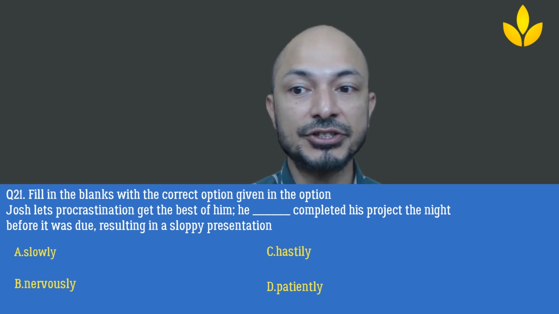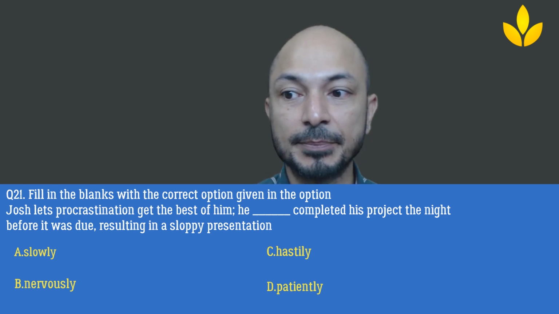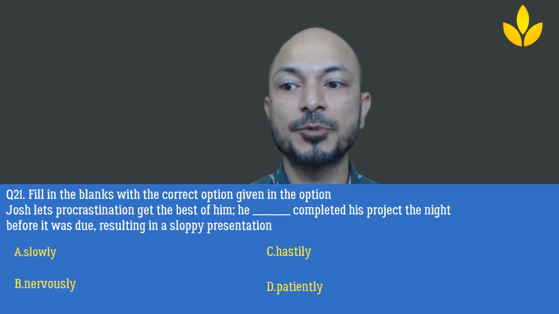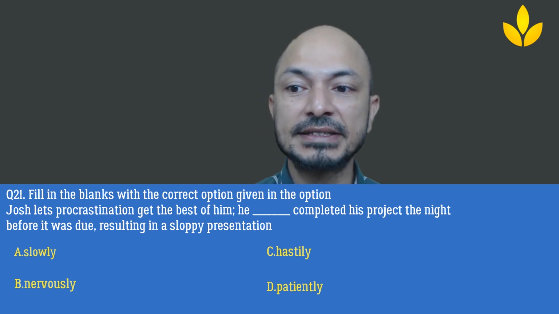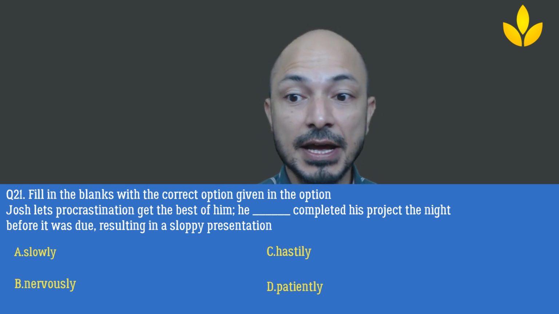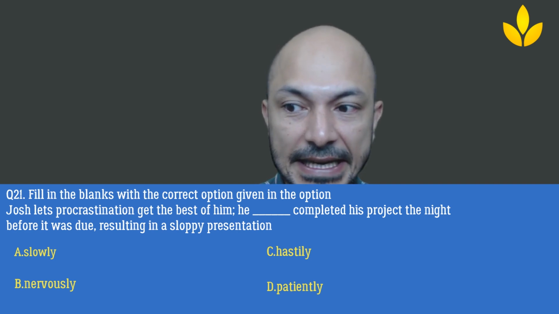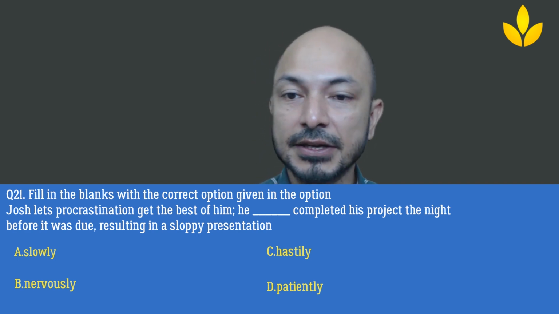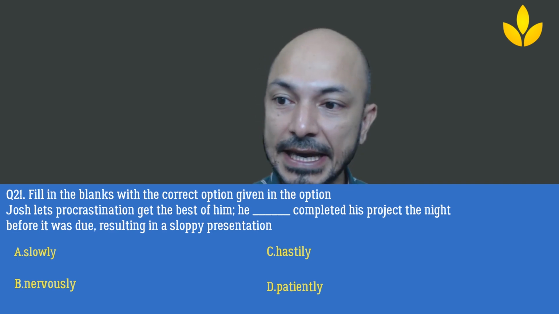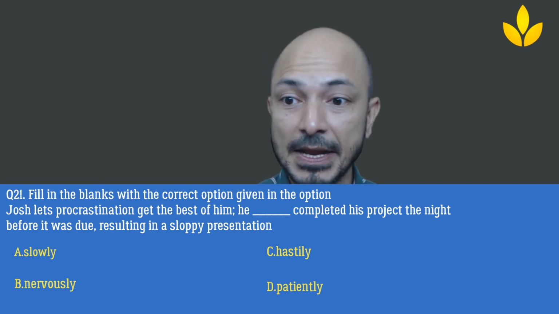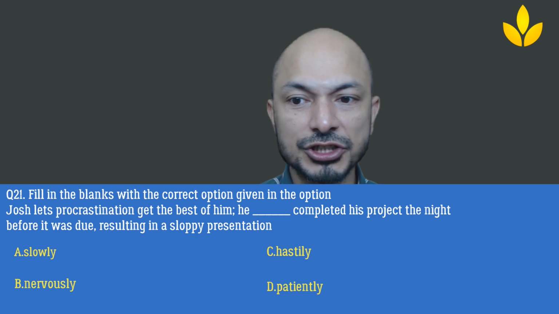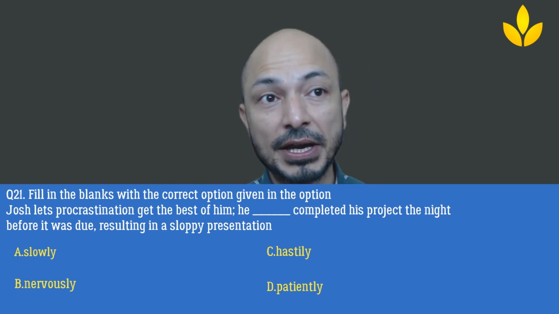The sentence reads, Josh lets procrastination get the best of him. He completed his project the night before it was due, resulting in a sloppy presentation. And the options are A, slowly, B, nervously, C, hastily, D, patiently. The correct option over here is C, hastily, because he has to complete the project in a very quick time.